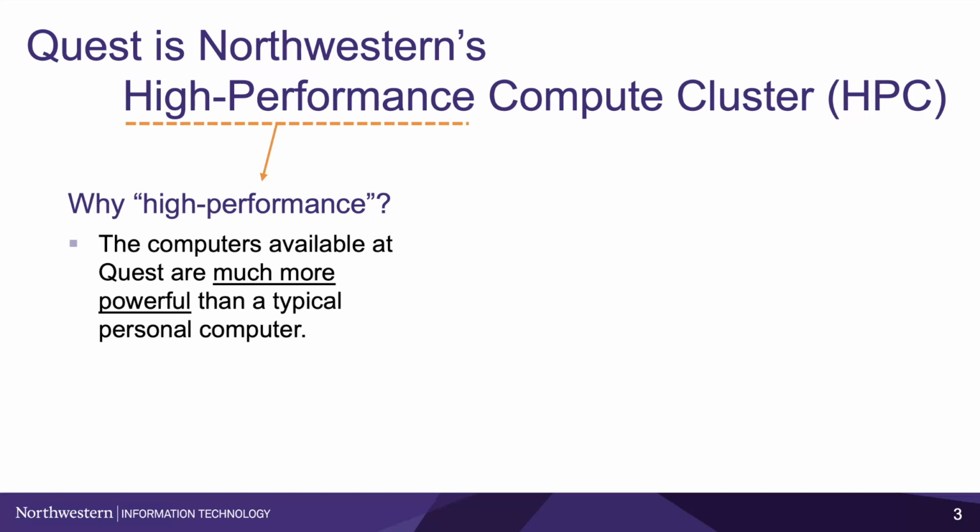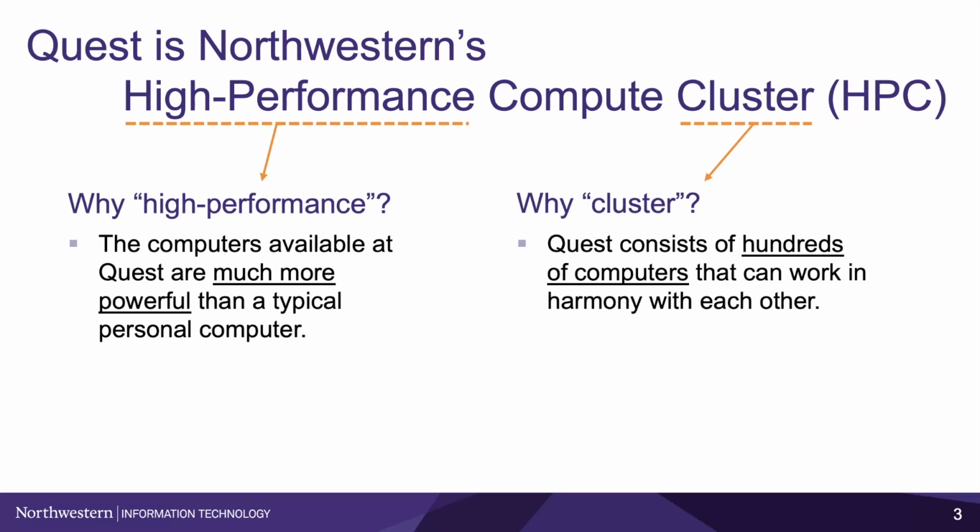The other part that I think might be confusing is the cluster part. Quest is called a cluster because it consists of hundreds of computers that can work in harmony with each other, that can communicate with each other. So this is why Quest is called a high-performance compute cluster.